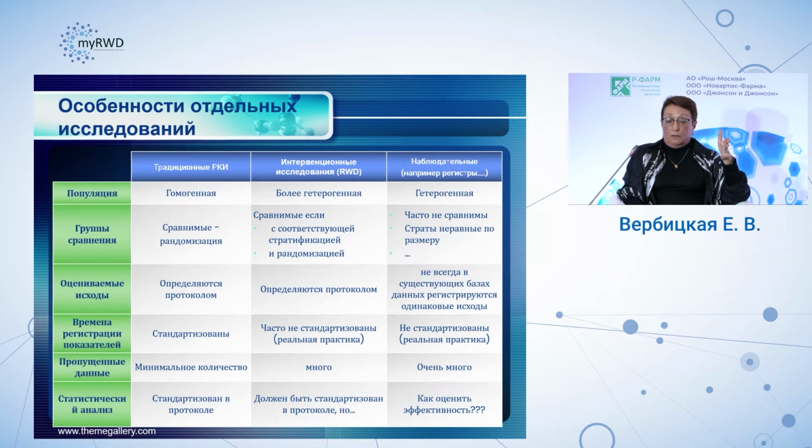In traditional trials, we have traditional time points. In observational trials, we have only real practice. There is a lot of missing data in observational trials, and it cannot be regulated. In traditional trials, we keep an eye on them. In interventional trials, we can also keep an eye on real-world data. In observational studies, this missing data cannot be restored, and people cannot be asked about it.